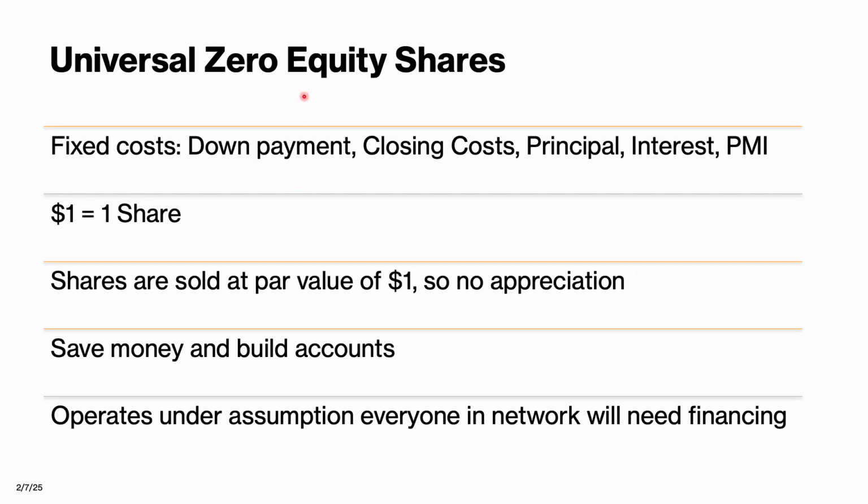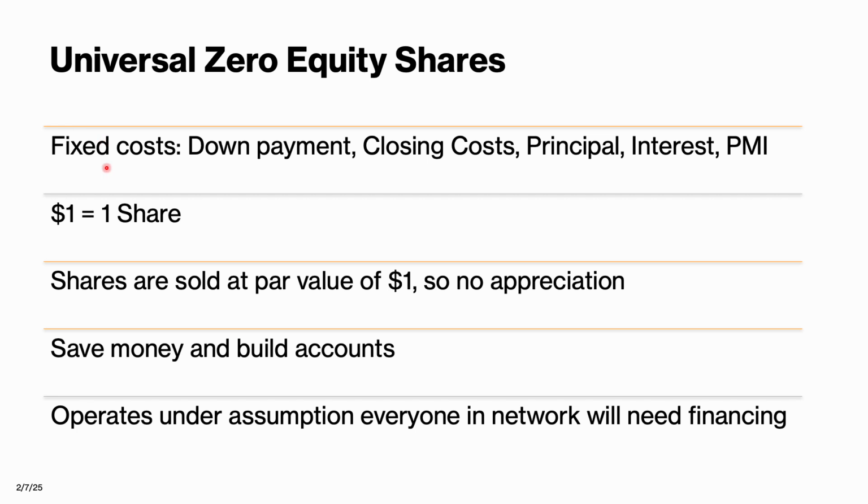Universal zero equity shares: what that basically means is, some cooperatives have what's called limited equity, which means you could buy the share loan and then you could buy the actual share of the property and sell it for a small return, a small appreciation. And then they have market value equity shares where you can sell it at whatever the market value is. What I want to utilize is zero equity shares, where whatever you bought it for is what you sell it for. So you earn shares for all the fixed costs, which would be the down payment, closing costs, principal, interest, PMI.